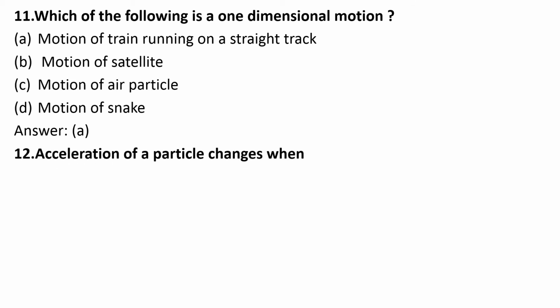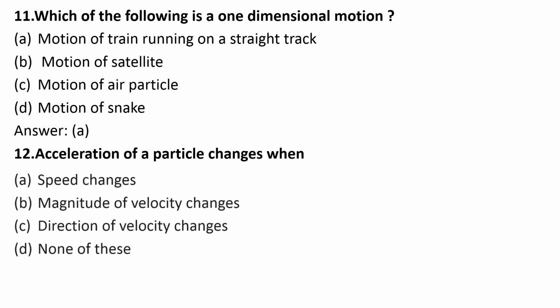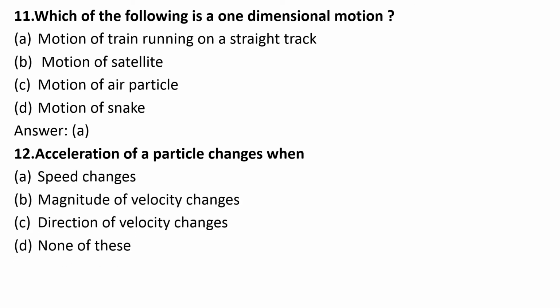Next question, 12th question. Acceleration of a particle changes when option A, speed changes. Option B, magnitude of velocity changes. Option C, direction of velocity changes. And option D, none of these. So here acceleration means the change in velocity by time taken. So acceleration of a particle changes only when the magnitude of velocity changes. So the answer is option B.